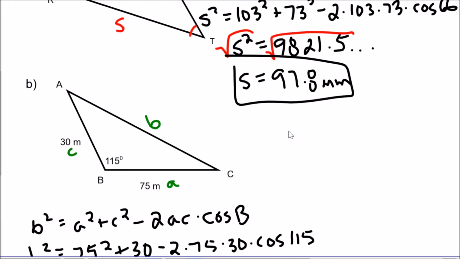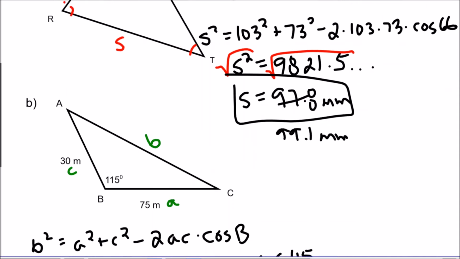I'm just going to quickly fix an error I made above. This one should be 99.1 millimeters. I had just typed something incorrectly into my calculator.